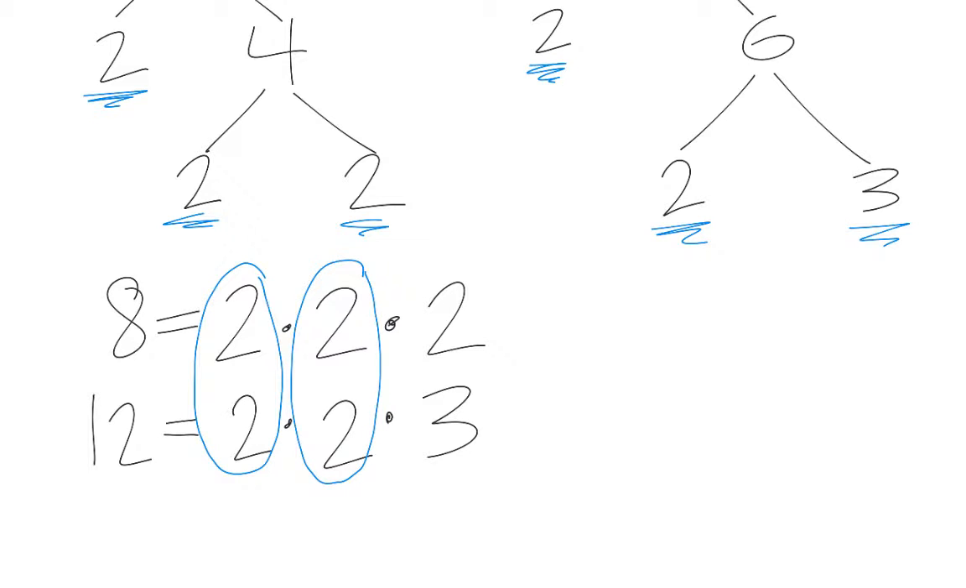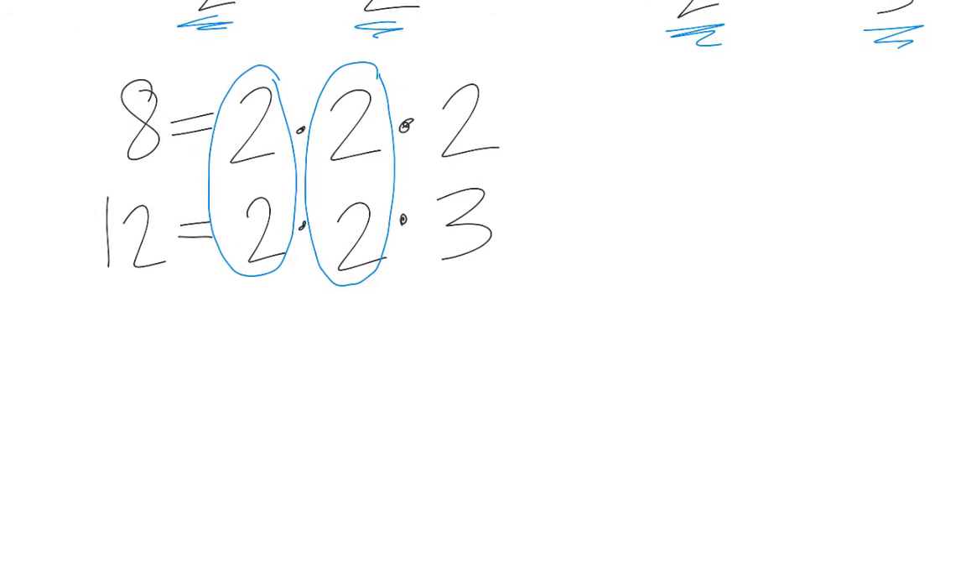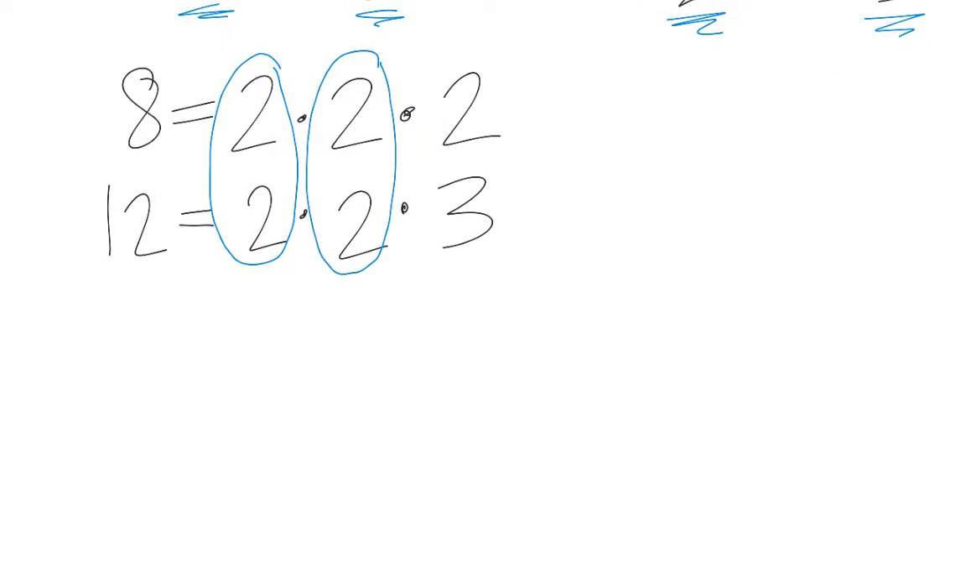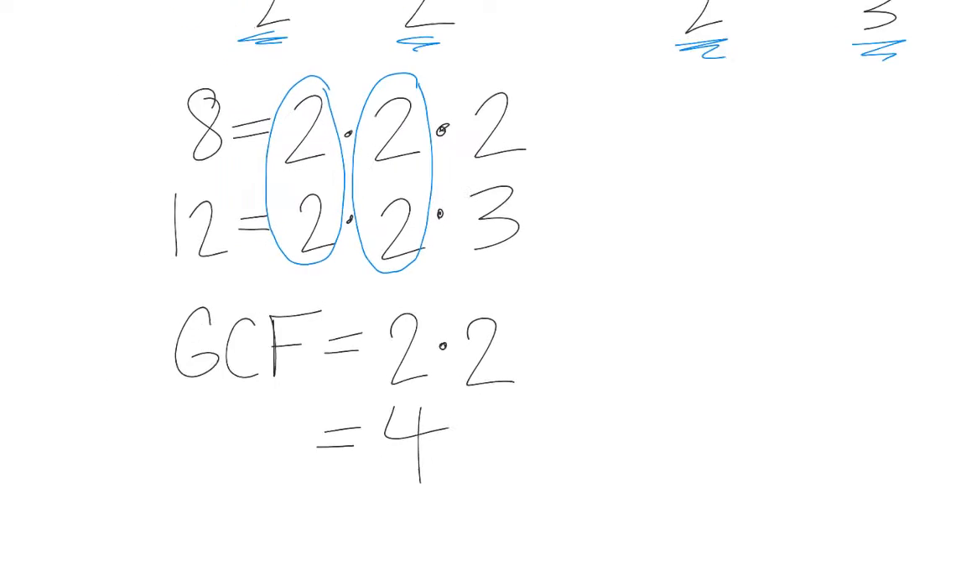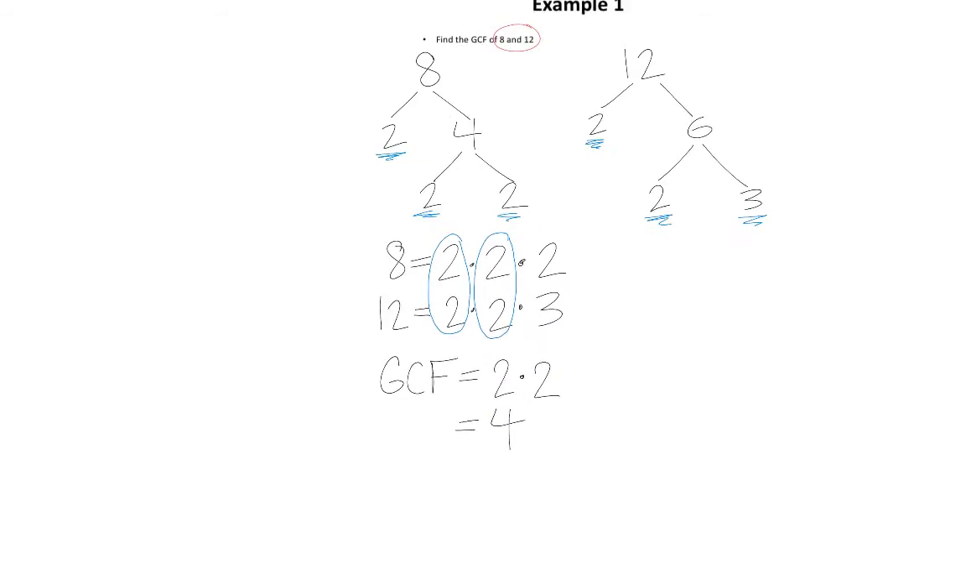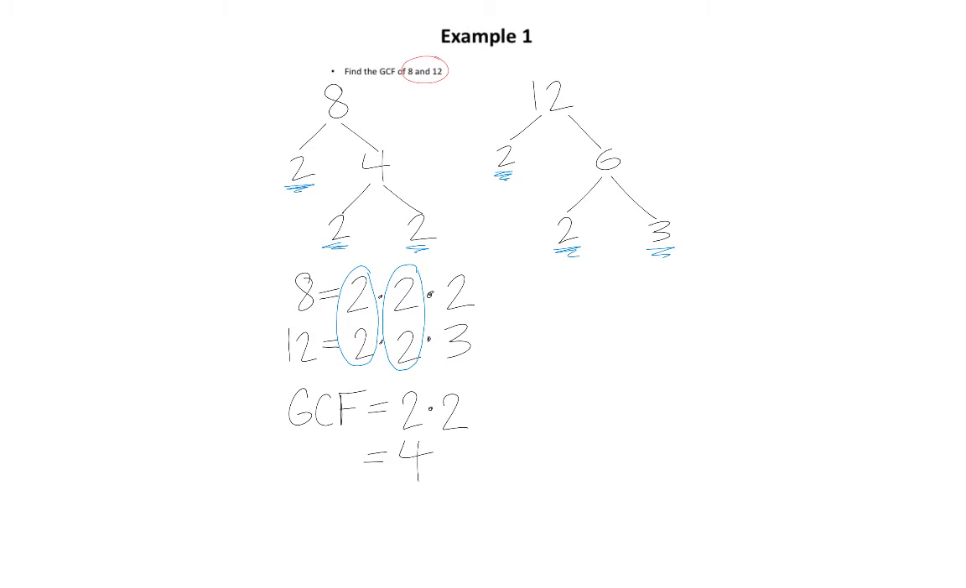Let's use these numbers to figure out the greatest common factor now. Therefore, the greatest common factor will be equal to 2 multiplied by 2, which is equal to 4. Therefore, the greatest common factor of 8 and 12 is 4.